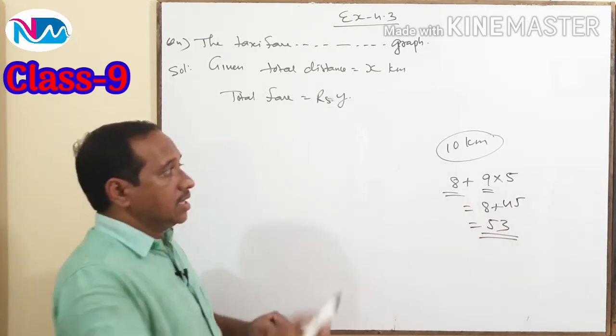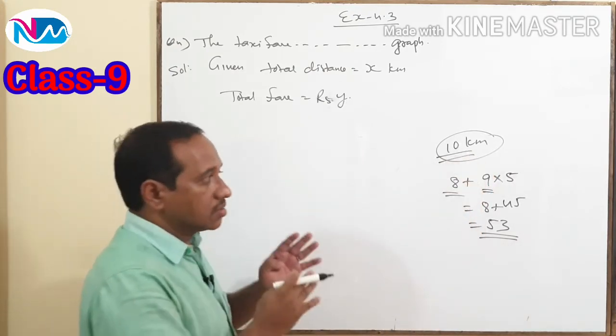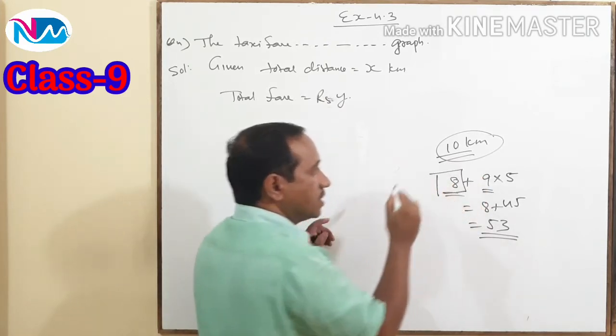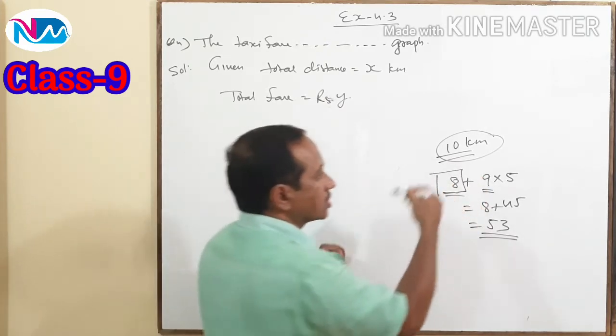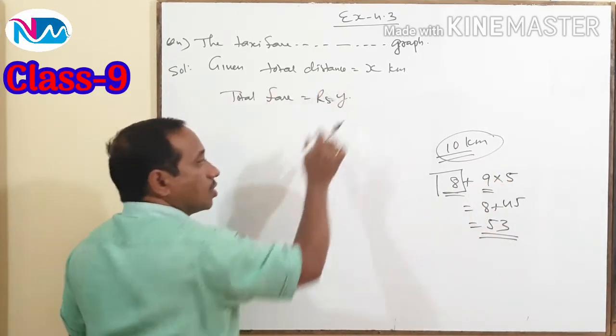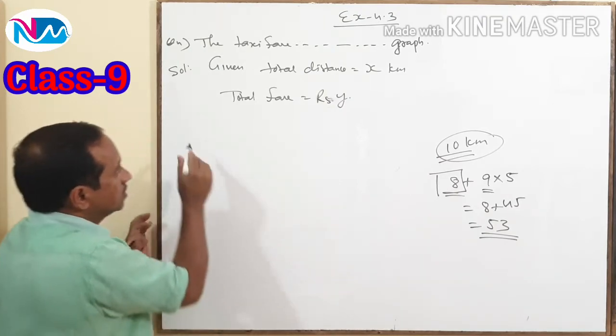So here for 10 kilometers the total fare is calculated in two sections, that is for the first kilometer and for the remaining kilometers. Here for x kilometers the total fare will be calculated in the same way.